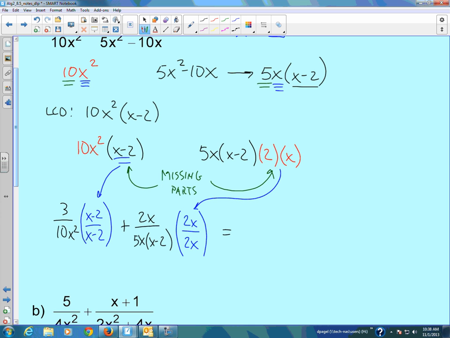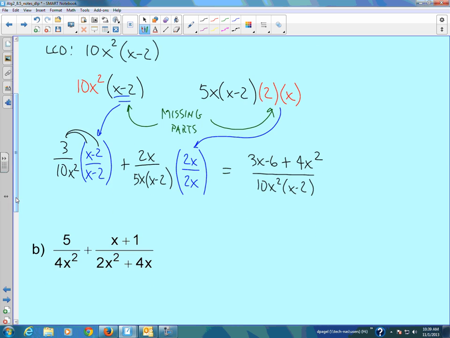So this whole thing would have a common denominator of our 10x squared times x minus 2. And on the top you have a 3x minus 6 after I distribute the 3. And then on the right hand side I have a plus 4x squared after I multiply 2x times 2x. And then I would put that in descending degree order. 4x squared plus 3x minus 6 all over 10x squared times x minus 2.